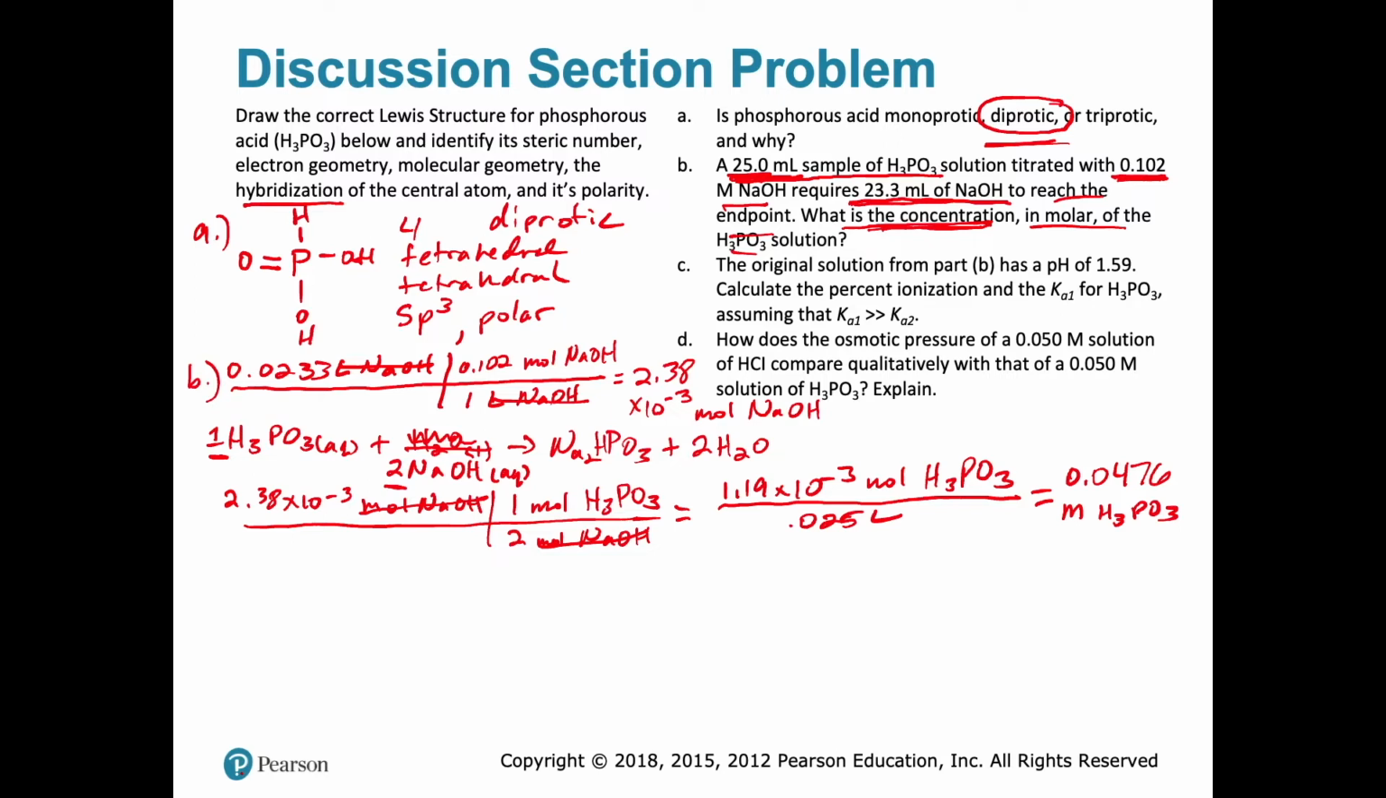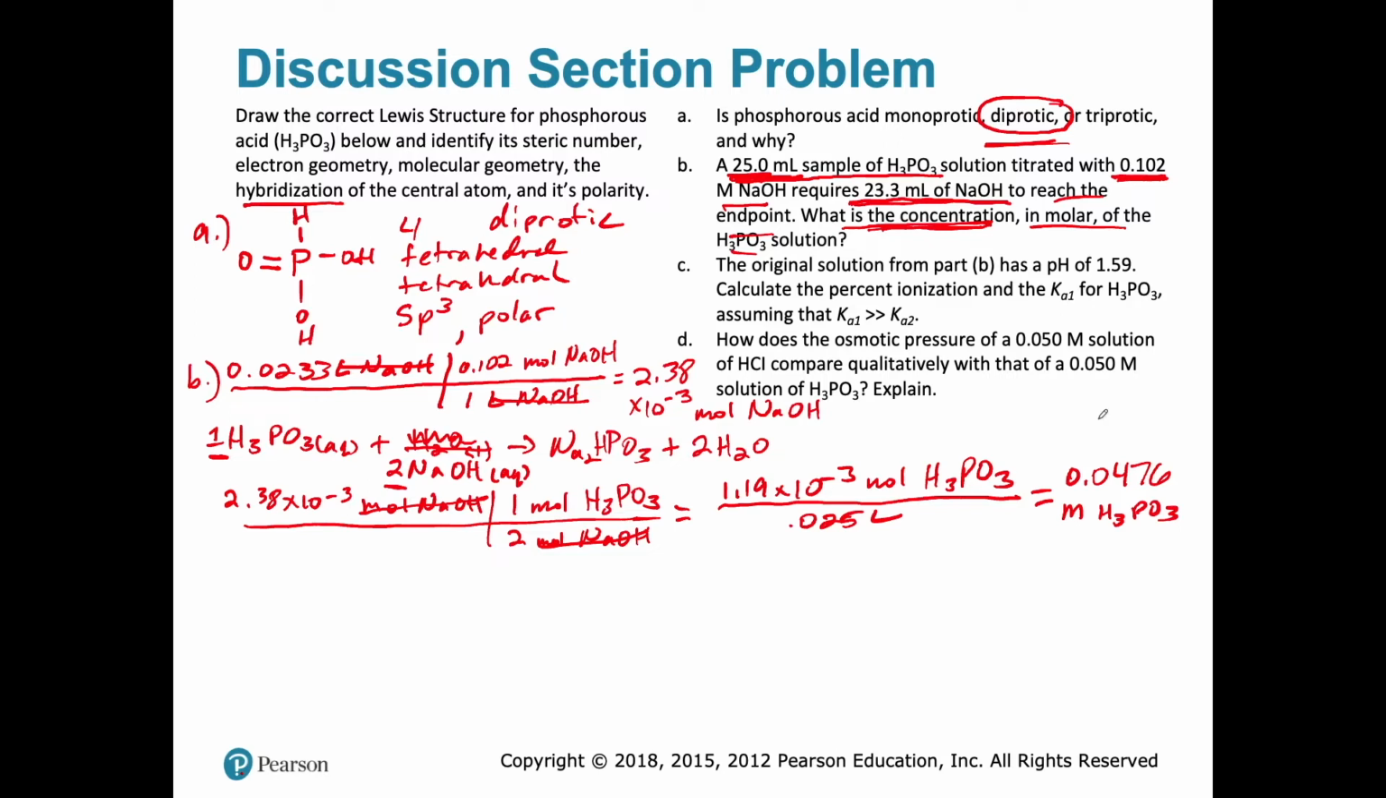The original solution from part B has a pH of 1.59, right? Calculate the percent ionization for just Ka1. The reason you're doing this is because we know that the very first proton, Ka1, is going to be much larger than Ka2. So that's the one that's going to be the effective proton we're losing, right? And the third proton doesn't get lost at all because it's not even acidic, okay?